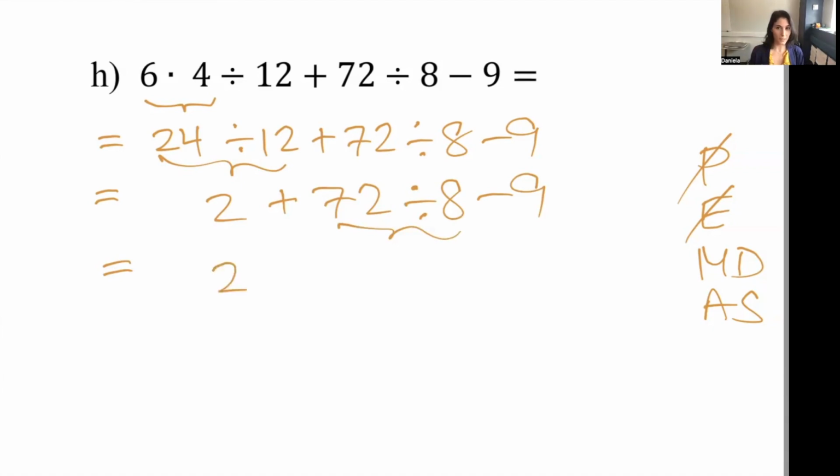Now we're doing a +72 divided by a +8. That is going to be a +9. And then copy down that -9. Last but not least, we have addition and subtraction, whatever you see first from left to right. So 2 plus 9 is going to give me 11. Drop down that -9. And then last but not least, 11 minus 9 is 2.